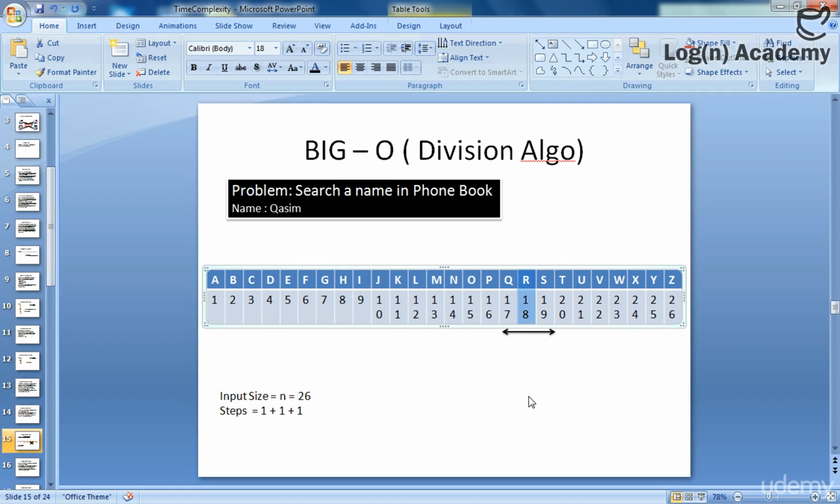Now does Q come after R or before R? We know Q comes before R, and now we got our required result, which is Q. So in 4 steps we got the required result. We divided the list into half, half, half and half, and we searched for the letter.